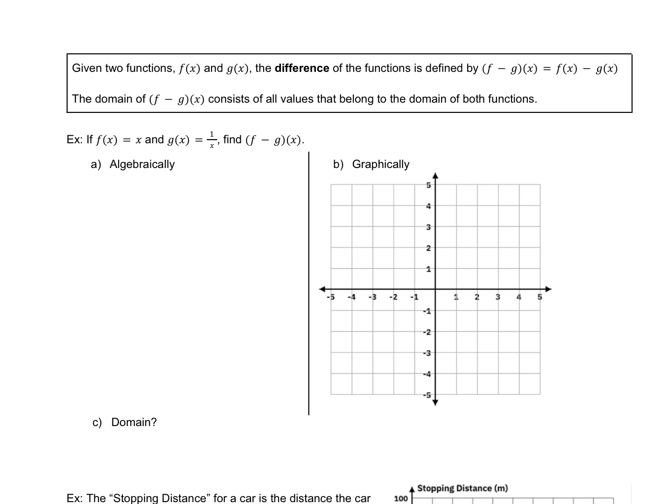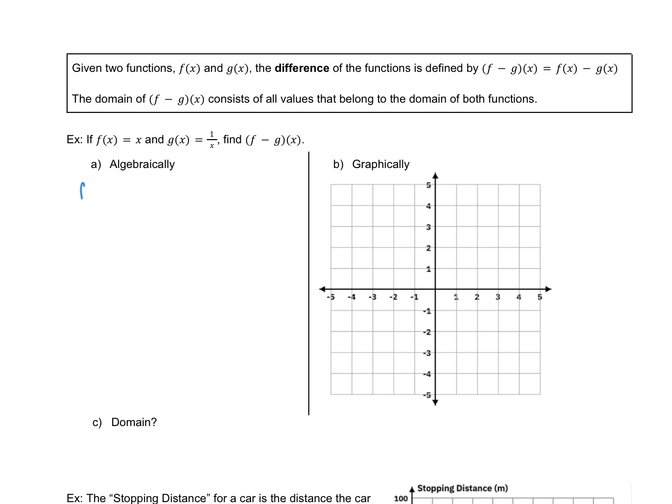Now, let's try the difference of functions, and it's going to be the exact same scenario. Our notation is now f minus g of x, which is f at x minus g of x, and the same idea with the domain. The domain of the difference function will be the domain of both functions, that overlapping region. So once again, we will do an algebraic way and a graphical way.